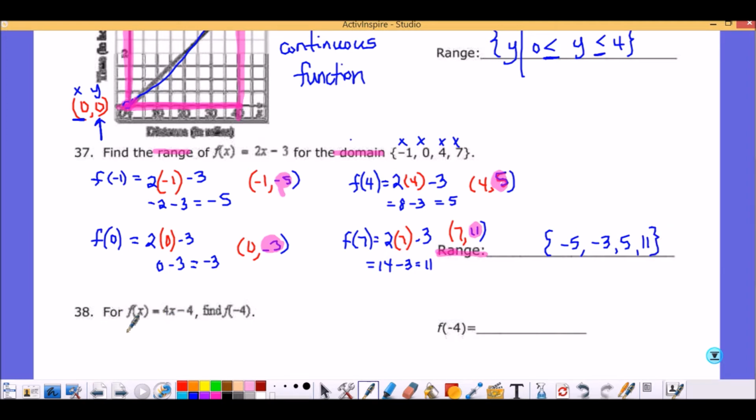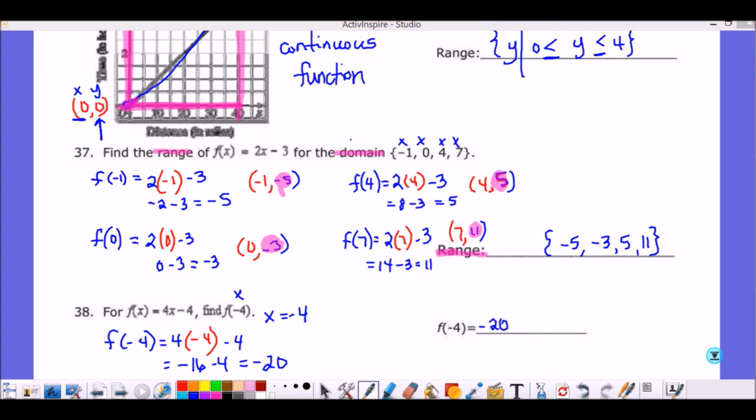All right, so same thing here for number 38. If I want to find f of -4, that means I want it where x is equal to -4. So every time I see the letter x, I'm going to put -4 in its place. All right, then I'm now ready to solve. So this is now -16 minus 4, and that would be -20. So my answer, f of -4, is -20.